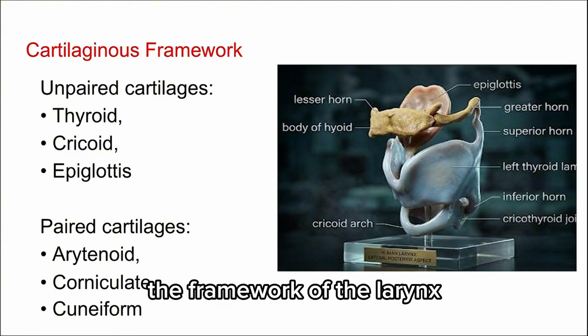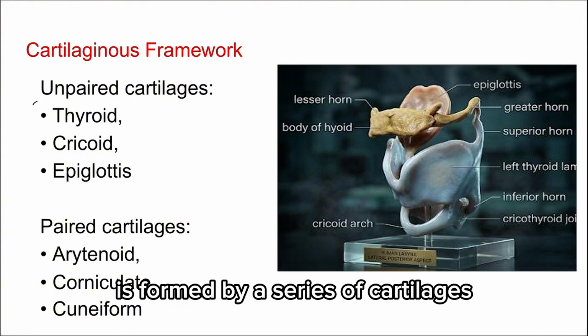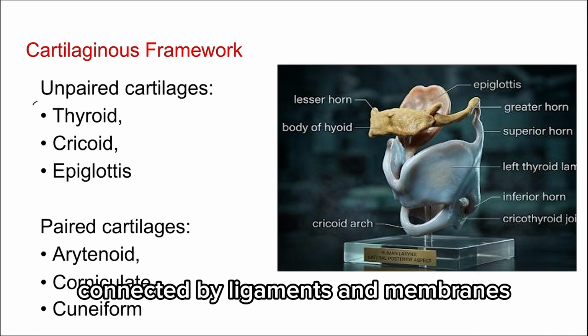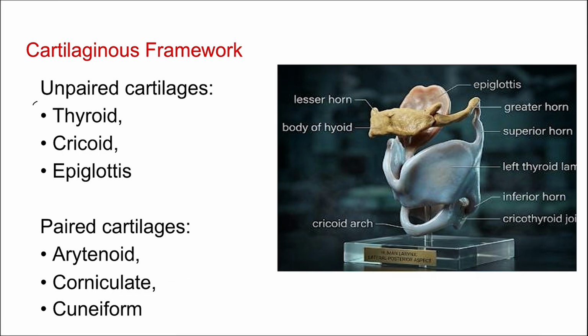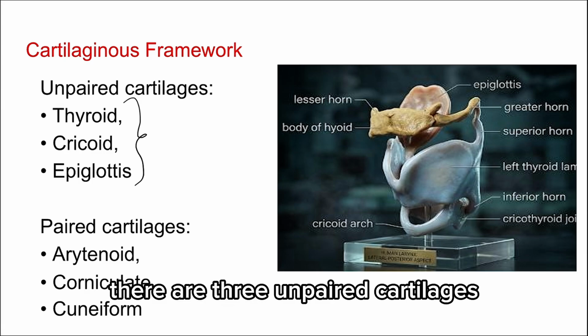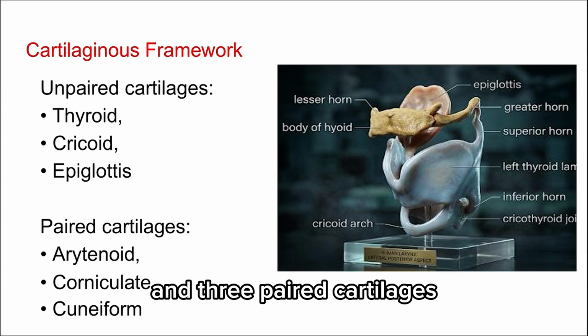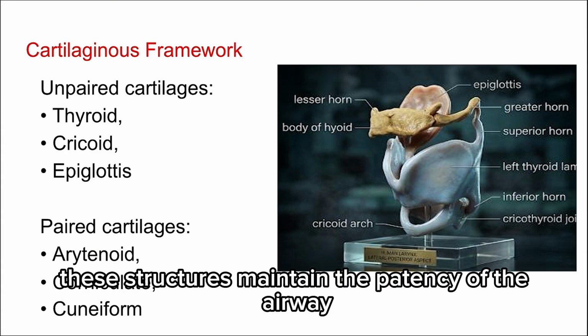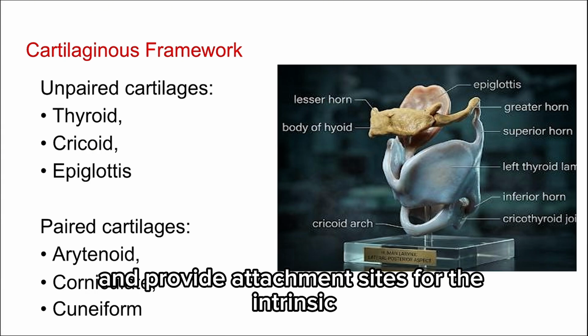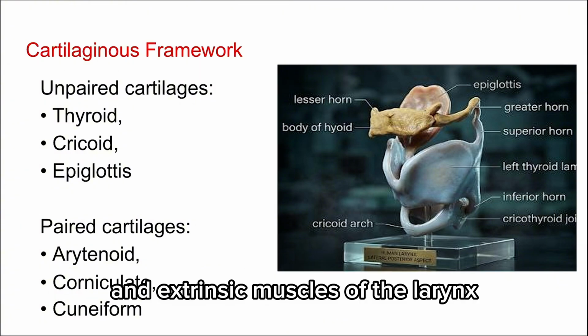The framework of the larynx is formed by a series of cartilages connected by ligaments and membranes. There are 3 unpaired cartilages and 3 paired cartilages. These structures maintain the patency of the airway and provide attachment sites for the intrinsic and extrinsic muscles of the larynx.